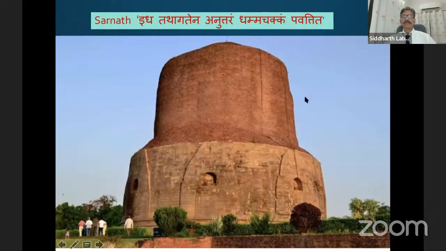These teachings of the Buddha are now set in motion, and they cannot be stopped or reverted. So this is a very, very important place. Here a stupa has been constructed. This is the Uddesika stupa, because a very important occasion occurred here.